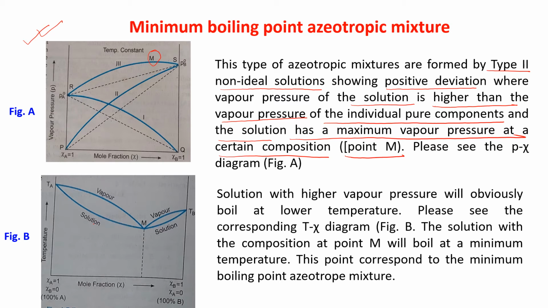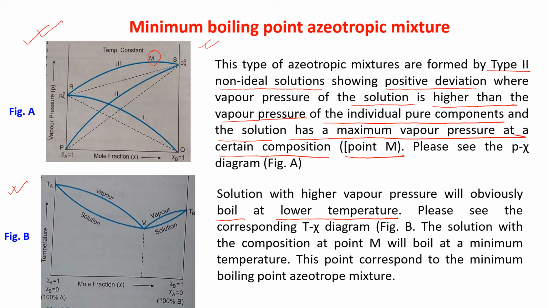Vapor pressure and mole fraction diagram. You have seen this graph, figure A, when we discussed type 2 positive deviation. Now you see in figure B, solutions with higher vapor pressure will obviously boil at lower temperature. The solution which has a higher vapor pressure has a low boiling point, and that is why it will boil at a lower temperature. So naturally its vapor pressure is high.